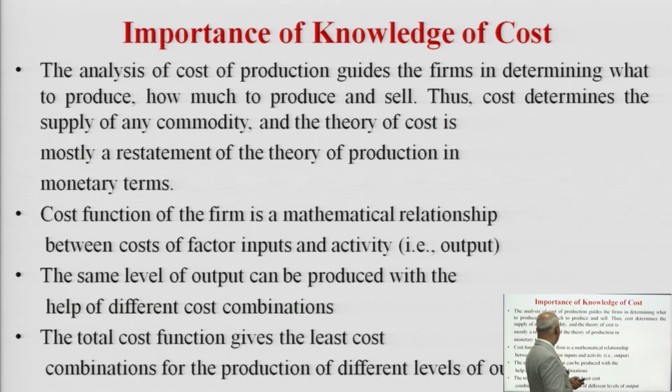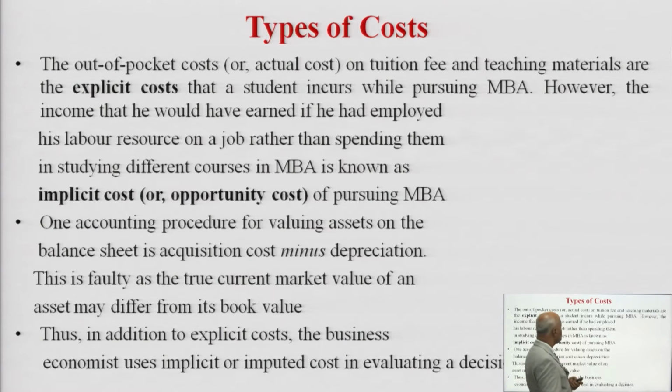Coming to the different types of cost, the first is explicit cost and implicit cost. Explicit cost is the actual cost. Suppose the raw material cost, the labor cost, the electricity bill cost, all are actual costs that have to be paid by the business managers, and that is the explicit cost. And what is the implicit cost? Implicit cost is nothing but the opportunity cost.